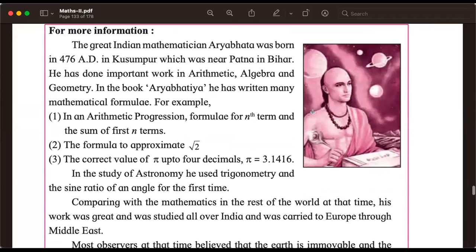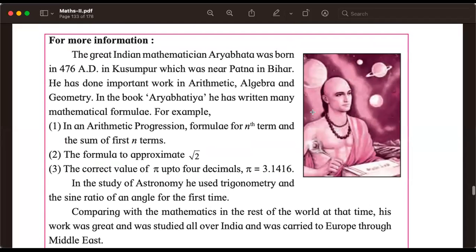I hope some of you read about this famous Indian mathematician, Aryabhat. And maybe you will be able to recall that the first artificial satellite of India was also called Aryabhat. So that satellite was named after the mathematician Aryabhat.